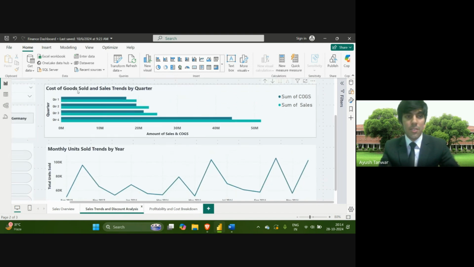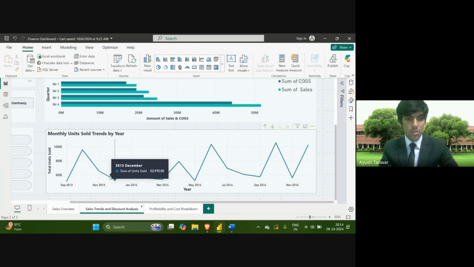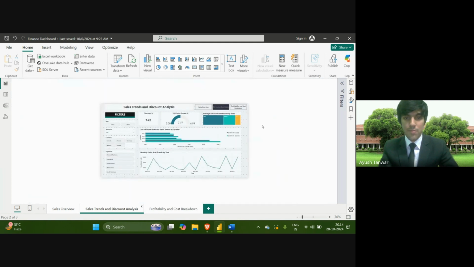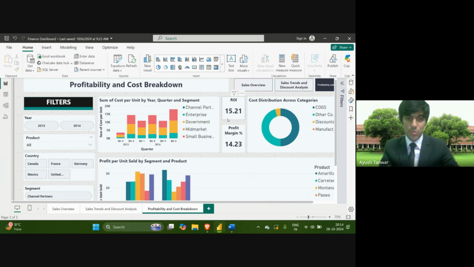And then here we have cost of goods sold and sales trends by quarter. This dark blue bar shows the sum of our cost of goods sold, and the light blue bar shows the sum of our sales. And then there are monthly units sold by year. So you can see this graph here. We have also added these tabs on the top, which are used to control the dashboard.